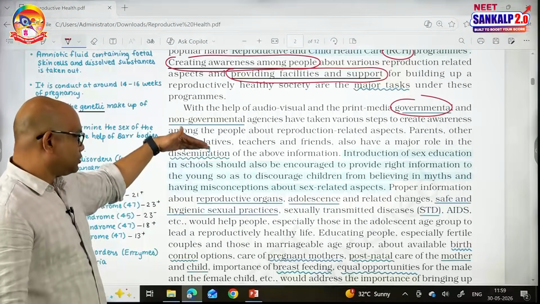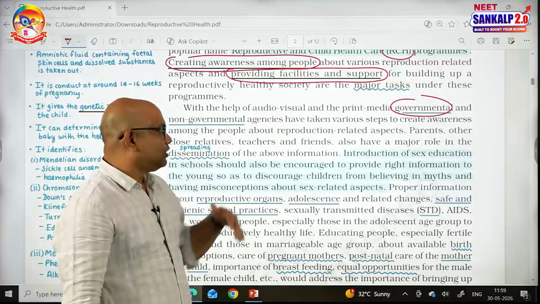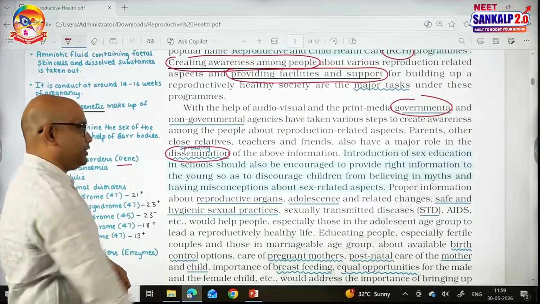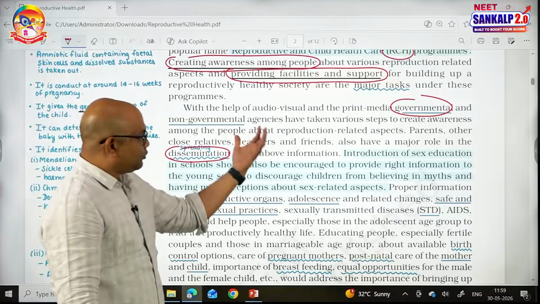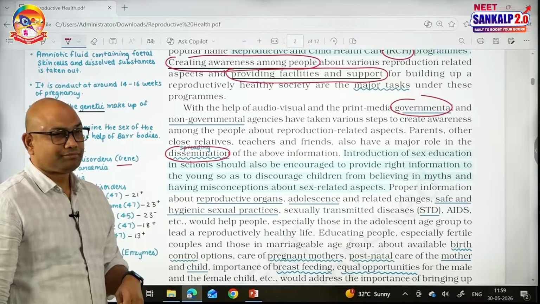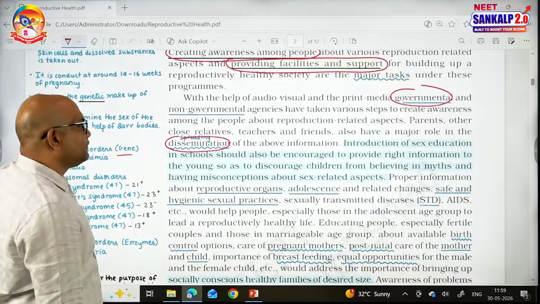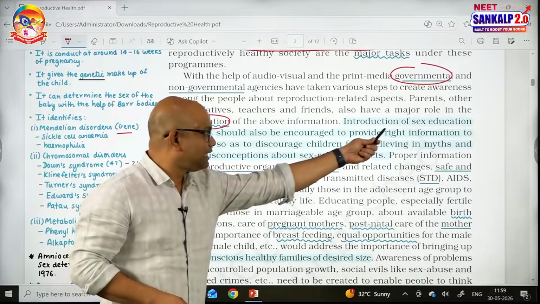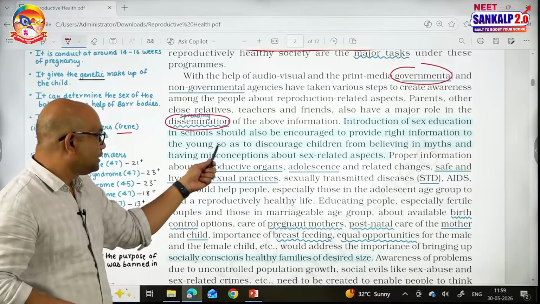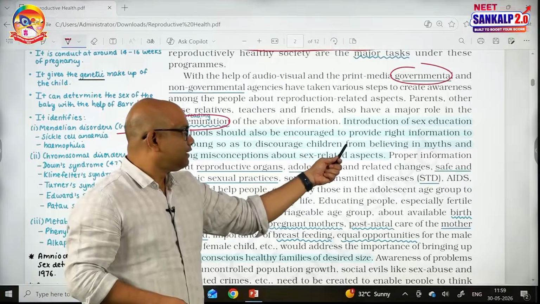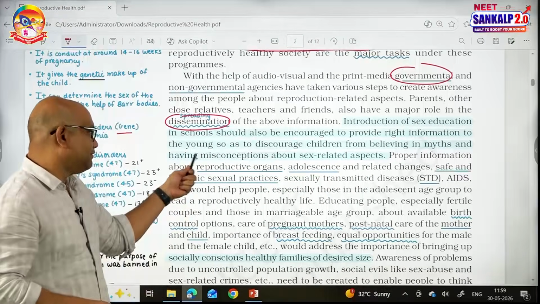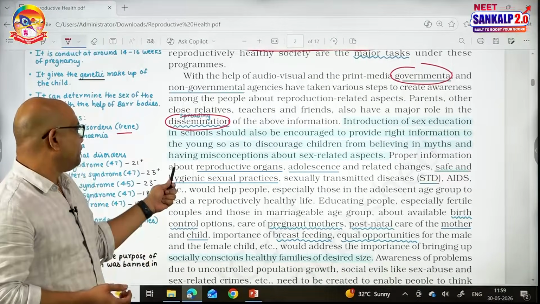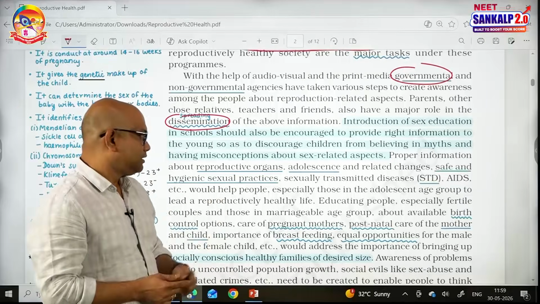Parents, close relatives, teachers and friends also have a major role in the dissemination, revealing the information about the reproduction related aspects. Introduction of sex education in schools should also be encouraged to provide right information to the young so as to discourage children from believing in myths and having misconceptions about sex related aspects. Proper information about reproductive organs.